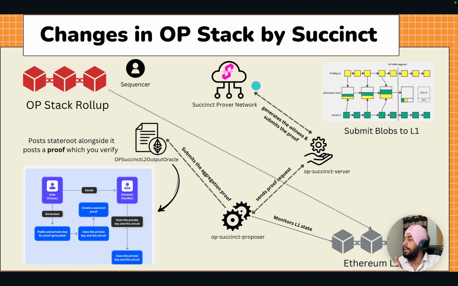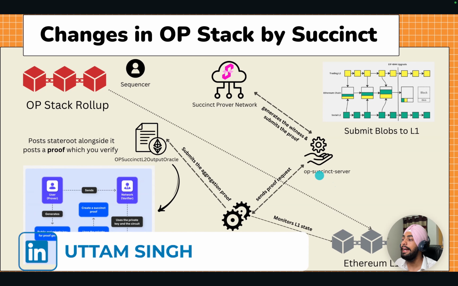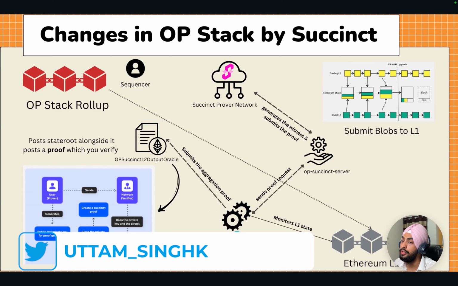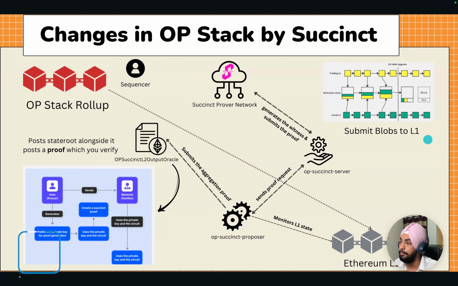This is like a Succinct prover network. The server handles the communication with the Succinct prover network to fetch the proof status and complete the proof data. One thing to notice here is that the proposer itself is not generating proof. It is given out to the Succinct prover network to generate the proof itself.